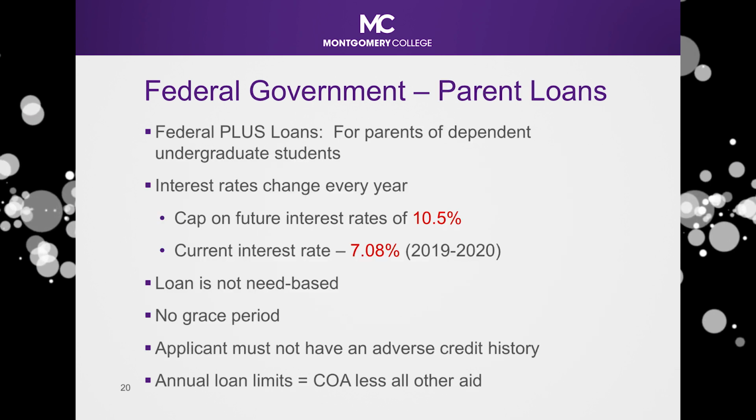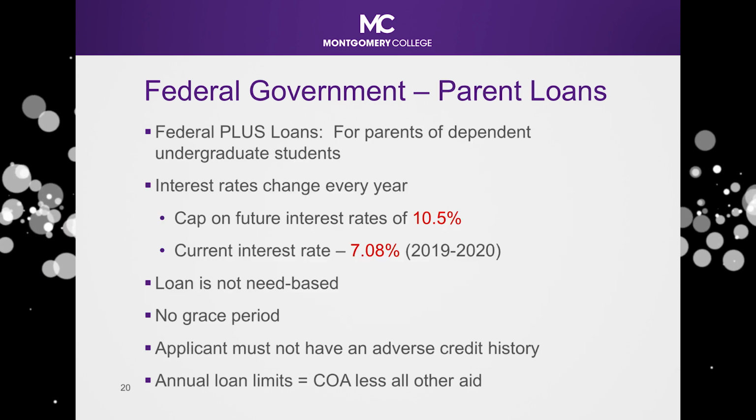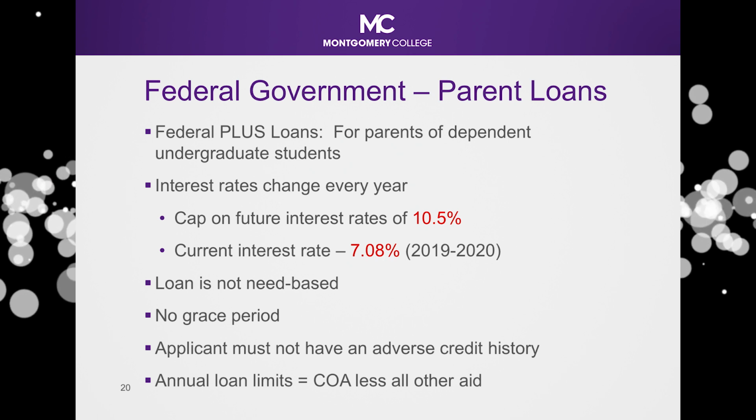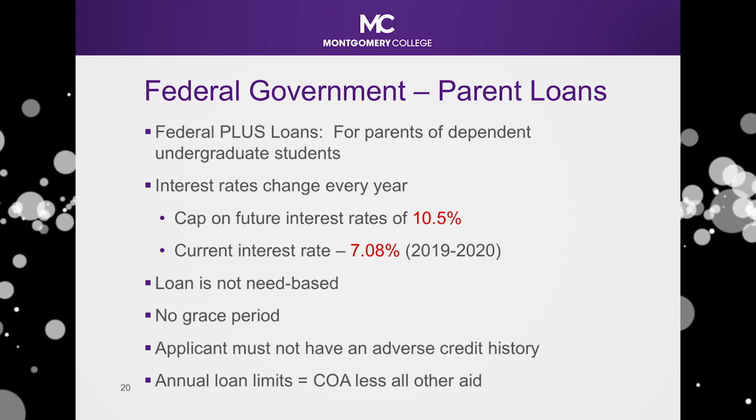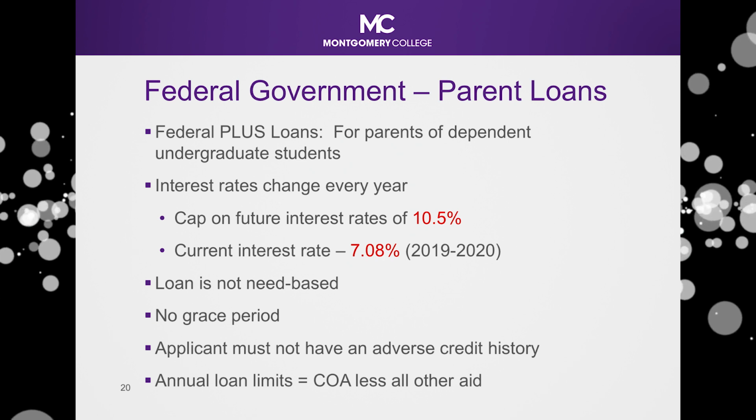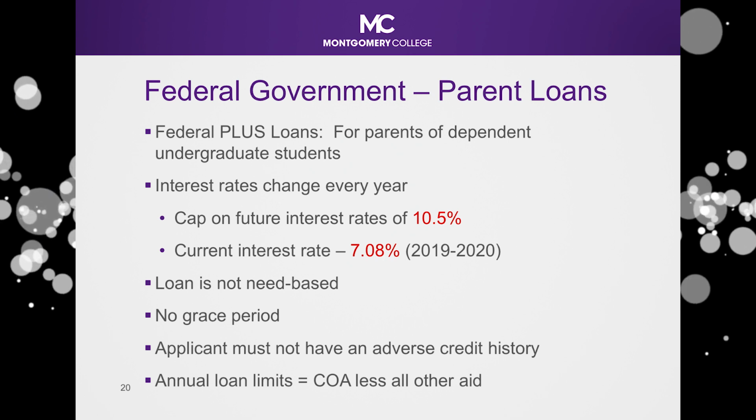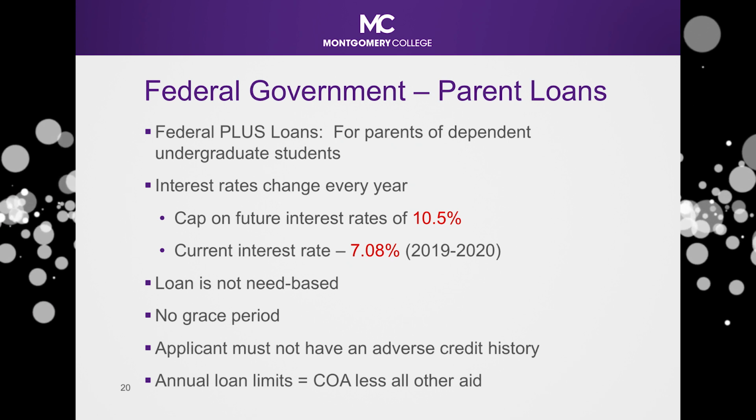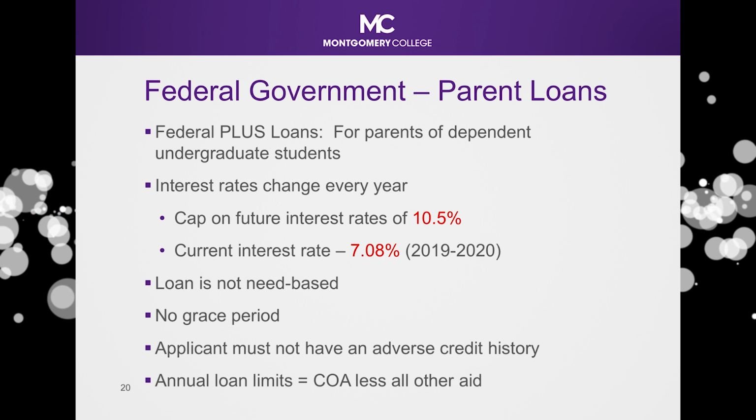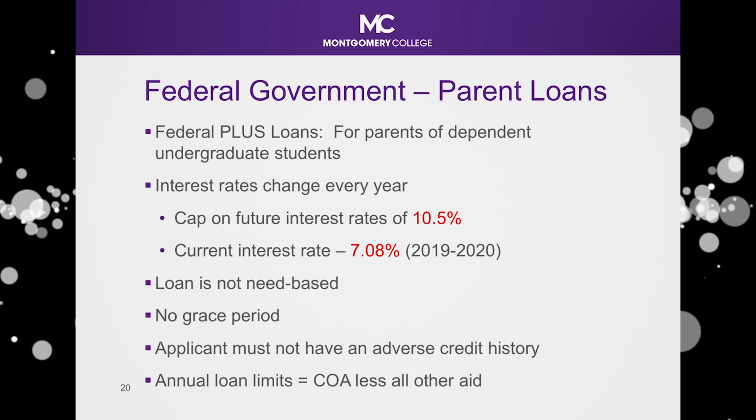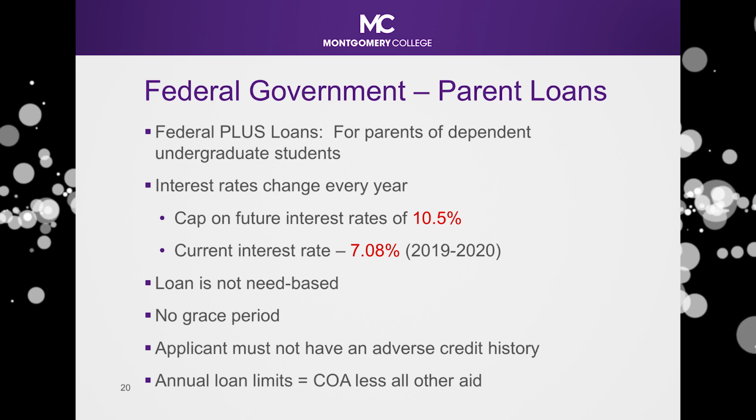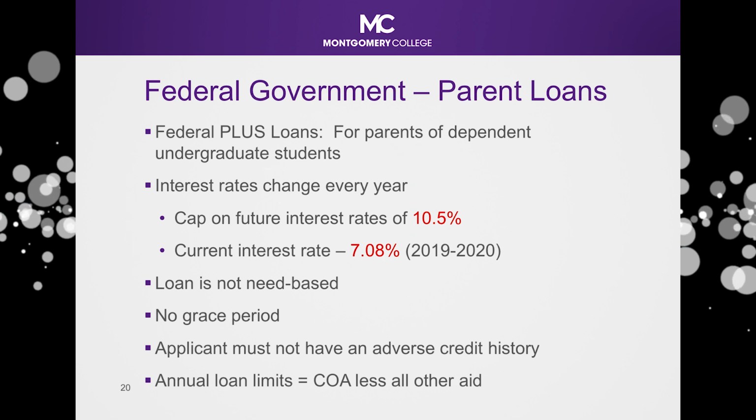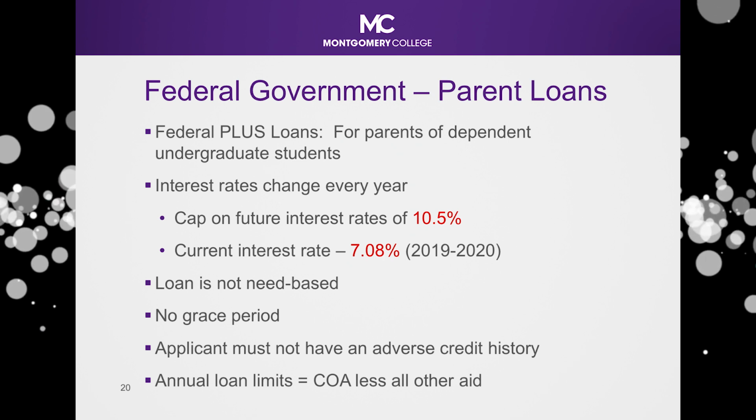For the parents, there are parent loans. The Federal Plus loans for parents and dependent undergrad students. The interest rates, again, change every year. This is the cap and the current interest rate. This is not a need-based loan. There is no grace period. Applicants must not have adverse credit history. In other words, unlike the student loans where they do not check credit, they do check credit for parent loans. If you have credit problems, you can get a cosigner.